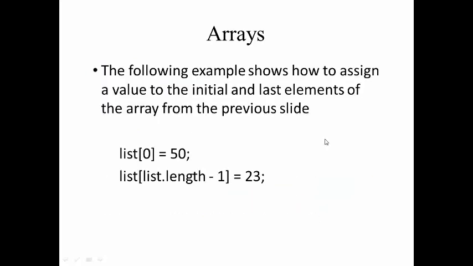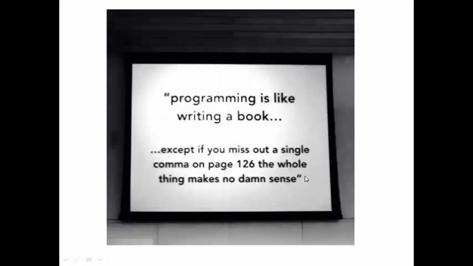The following example shows how to assign a value to the initial and last elements of the array from the previous slide. We'd have list[0] equals 50, and then list[list.length - 1] equals 23. What will be in the other subscripts? Well, Java is kind of nice. If you declare an array of int or double, it'll automatically initialize all of the array values to 0. You get that for free no matter what, even if you don't want it.